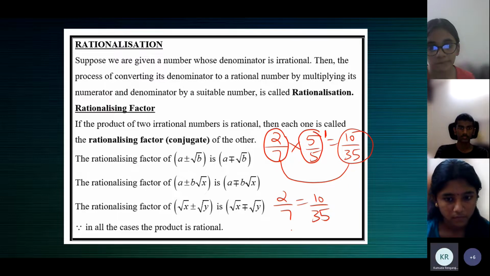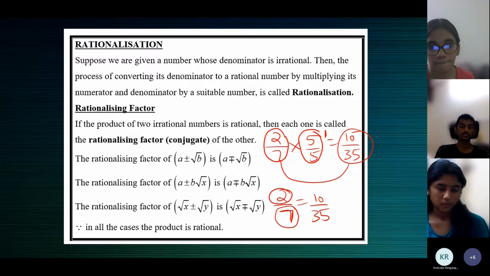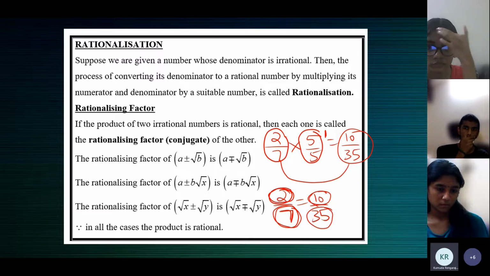So you would have understood this when you were young. It's like you have a cake and you make 7 equal portions and you take 2 out of it. It's the same as cutting the same cake into 35 equal pieces and taking 10 pieces out of it. All these 10 pieces put together will make the size of these 2 pieces. 10 by 35 may look different from 2 by 7, but the value is the same.